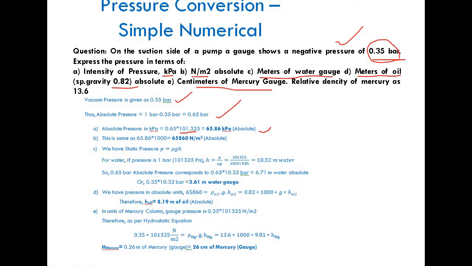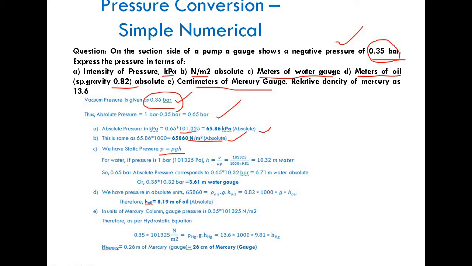What is B? Newton per meter square in absolute. So 65.86 kilopascal means 65.86 into 10 raised to 3 pascals, that is 65860 pascals or 65860 Newton per meter square absolute. What is C? Meters of water gauge. That means we are expressing this pressure 0.35 bar in water head. So there you have to use this equation of static pressure estimation, P equal to rho g h.